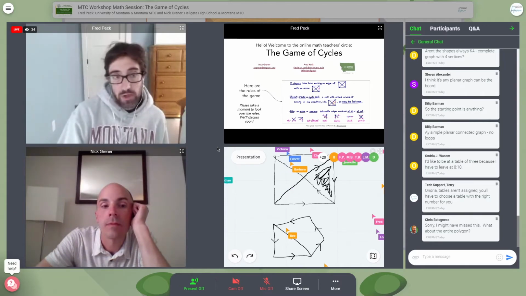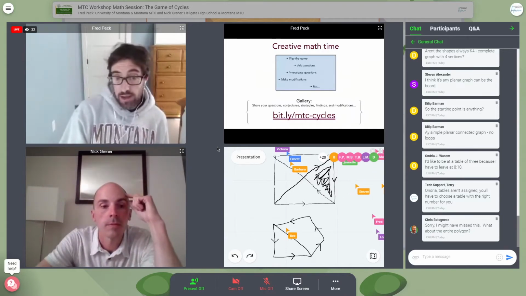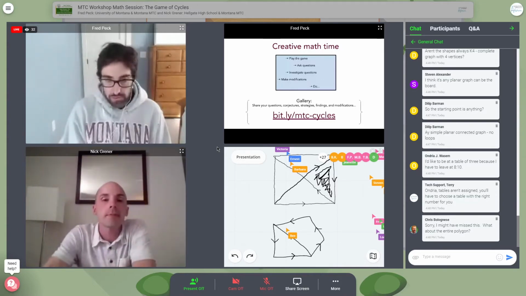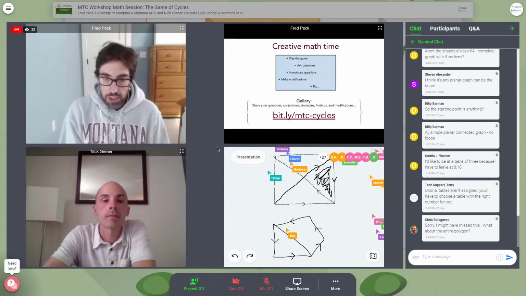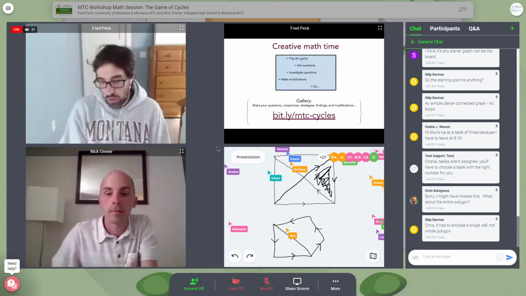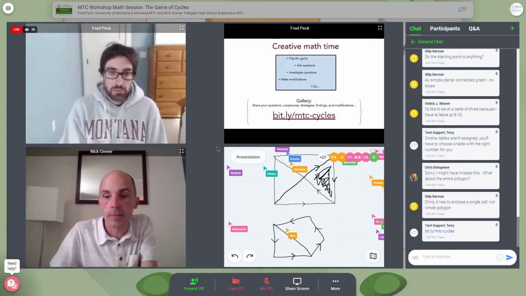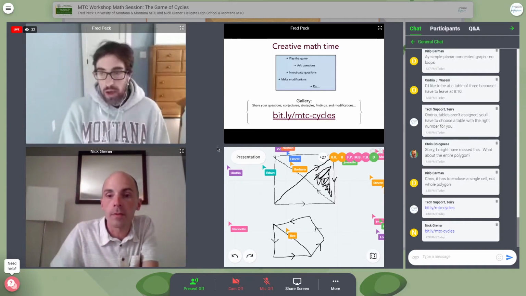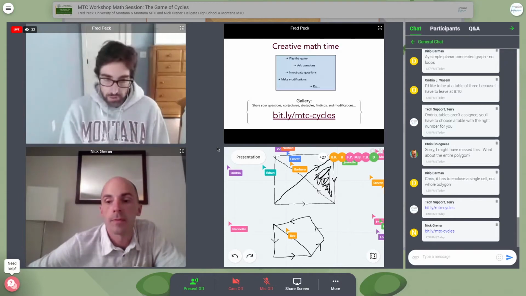This is just creative time. So we'd like you to play the game, ask mathematical questions about the game. We've already seen some of those in chat. Investigate those questions. You could make modifications to the game. This is just open-ended mathematical playtime now. But we do have a gallery, and notice that link at the bottom there, bit.ly/mtc-cycles. Not everybody will be able to see what you're doing in your tables, so if you could share interesting things you're coming up with, like questions you're exploring or approaches or strategies or findings, please put them in that gallery as we go along. We're just going to be in our tables for about an hour as we play around with this game and ask and explore mathematical questions.